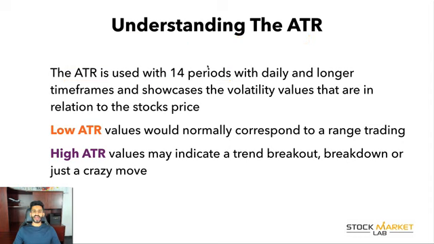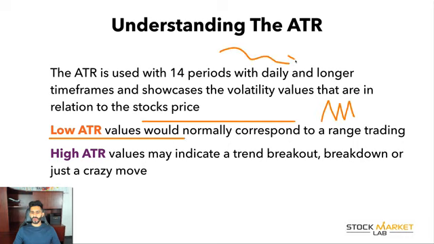Now, it calculates the average by identifying how high or low the stock moves on a daily basis in the past 14 days if we are obviously on a daily time frame. Now, low ATR values would normally correspond to range trading. So if the ATR is going down or it's low, that means the stock is consolidating. There's no real movement. There's not much going on. High ATR values may indicate a trend breakout or breakdown, or it's just a crazy move.